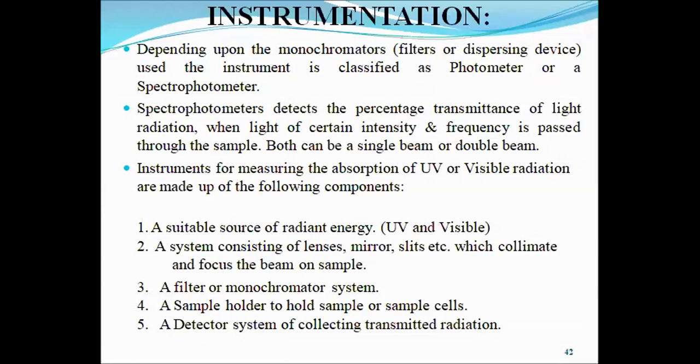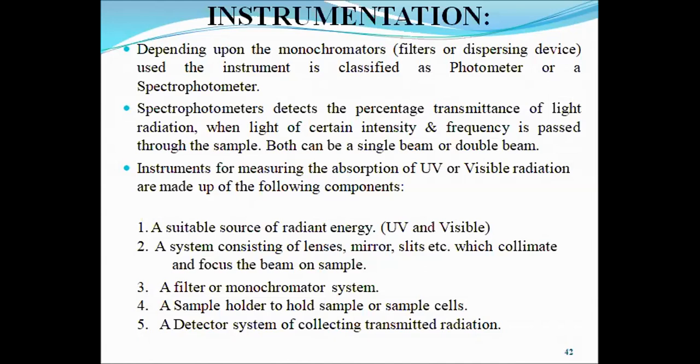A spectrophotometer is able to detect the percentage transmittance of light radiation whenever light of a certain intensity and frequency is passed through the sample. It can be of two types, single beam spectrophotometer or double beam spectrophotometer. The instruments for measuring the absorption of UV or visible radiation are generally made up of the following common components.